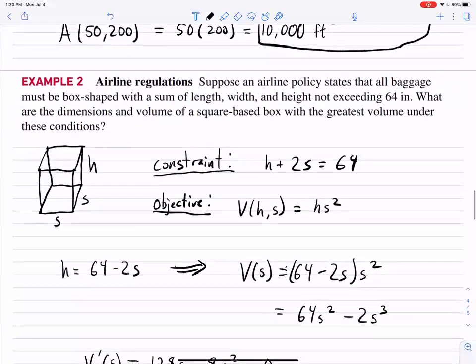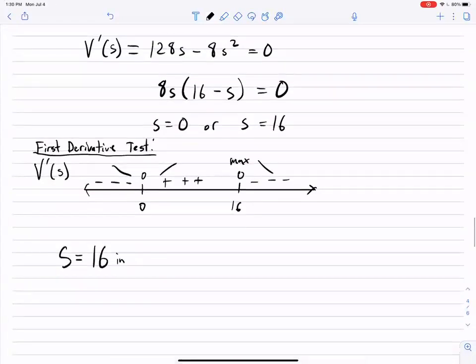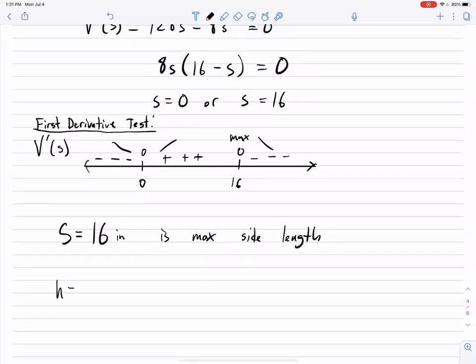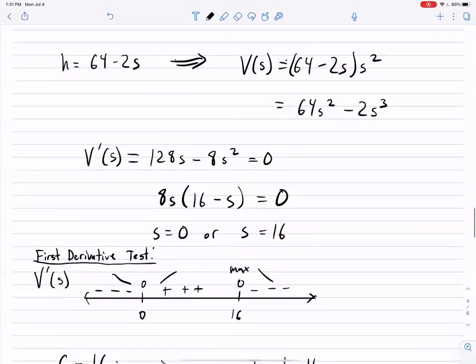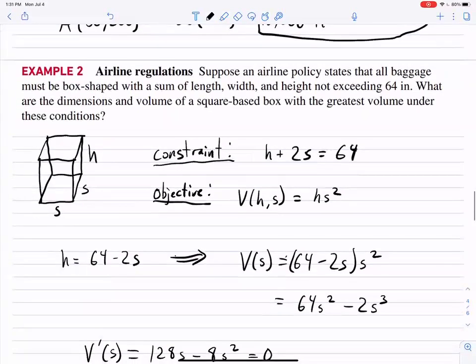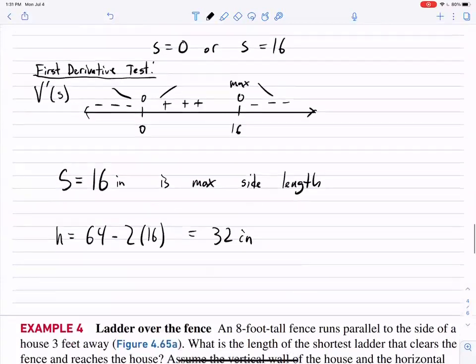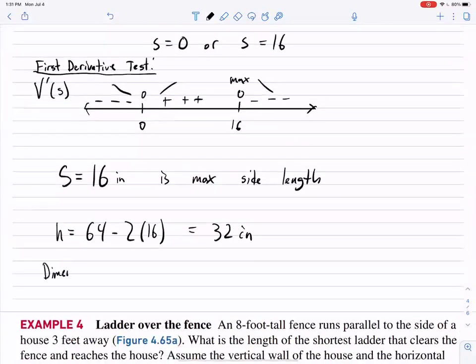What is this? Inches. Inches. Is the max side length. So then how do we find the height though? So remember the height was equal to 64 minus 2S, which is 16. And so the height will be 32 inches. And so what do we actually want? We want to find what are the dimensions and the volume. So the dimensions are 16 by 16 by 32 inches.